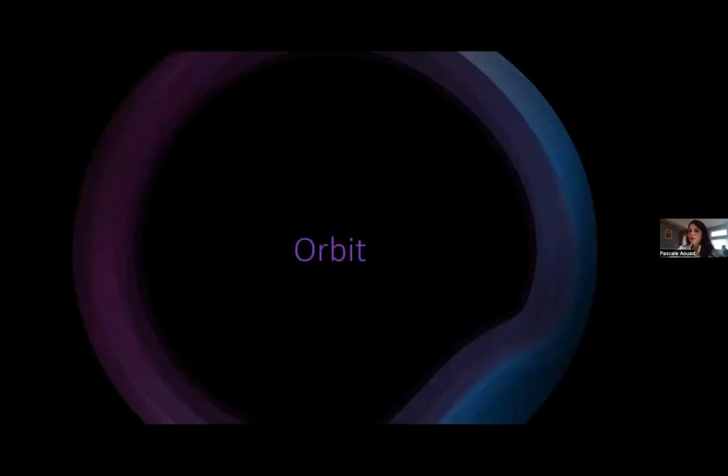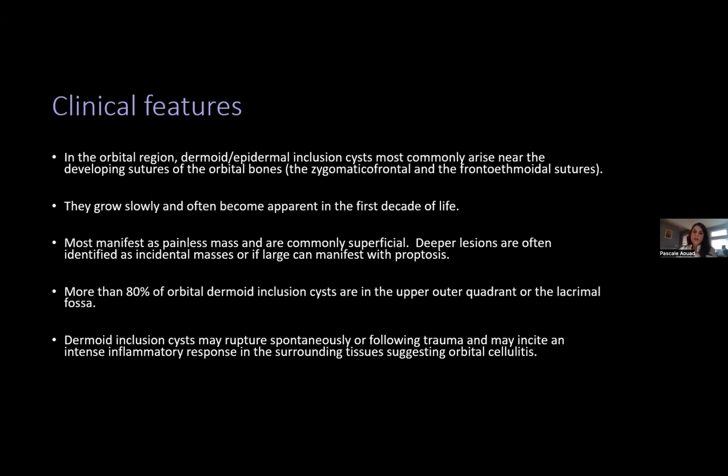So now moving to another common location where we can see dermoid and epidermoid in the head and neck, the orbit. In the orbital region, dermoid and epidermoid inclusion cysts most commonly arise near the developing sutures of the orbital bones. So they occur in some specific expected locations, usually around the zygomatico-frontal or frontoethmoidal sutures. They will grow slowly and often become apparent in the first decade of life. Most of them manifest as a painless mass and are commonly superficial.